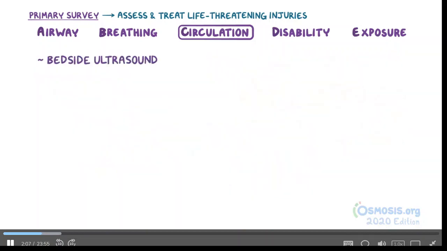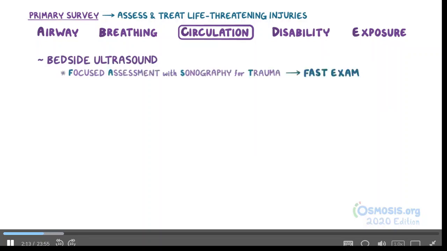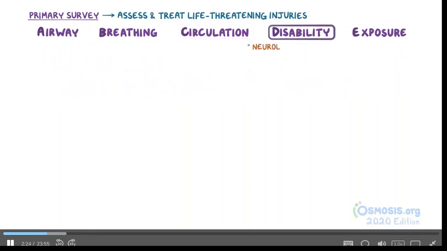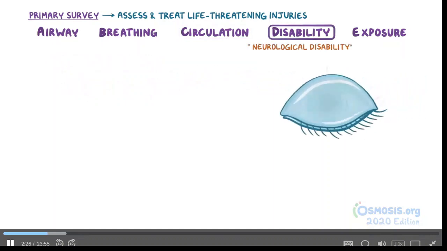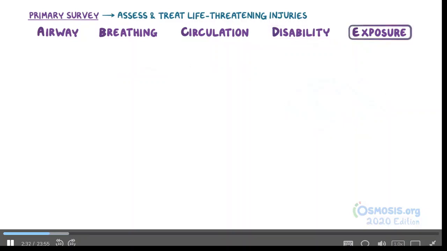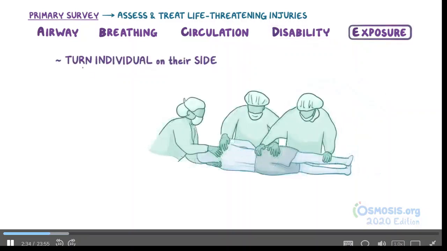Bedside ultrasound can also be used in the primary survey, and it's called focused assessment with sonography for trauma, or the FAST exam. When views are added to look for pneumothorax, hemothorax, or cardiac tamponade, it's called an extended FAST or EFAST. Disability means neurological disability and is assessed by checking the pupils and using the Glasgow Coma Scale, or GCS. Finally, exposure is assessed by turning the individual on their side and assessing their back for any occult injuries.